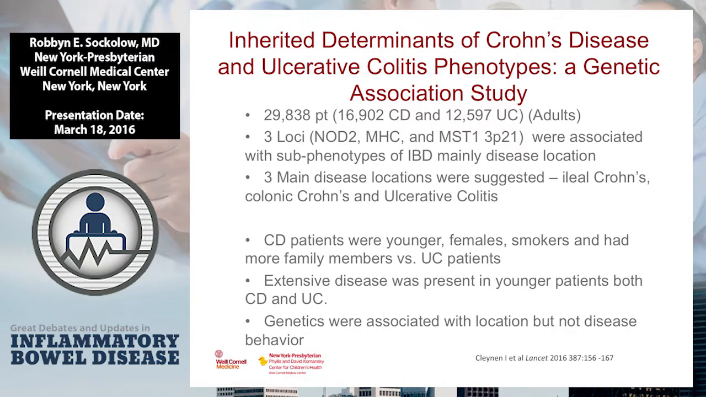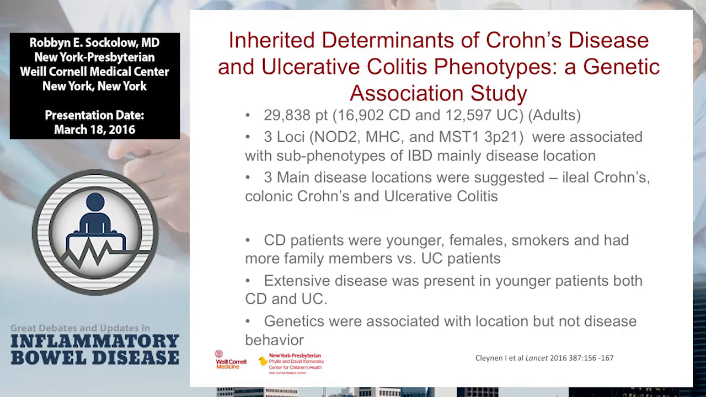They had a very large population of about 30,000 patients, a little bit more Crohn's than ulcerative colitis. They looked at 3 major loci, the NOD2, the MHC, and the MS1, and they tried to see what were those 3 major loci and what were the phenotypes that they may look at. So what they thought about is that instead of characterizing somebody with either Crohn's or ulcerative colitis, they felt that looking at, again, disease distribution using the Montreal classification, that maybe we should be looking at ileal Crohn's separately from colonic Crohn's versus ulcerative colitis.